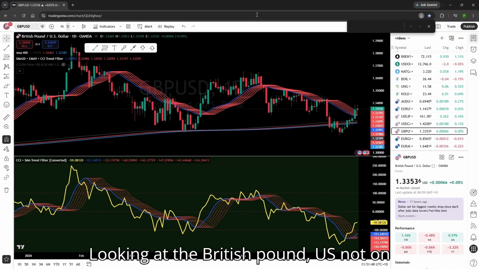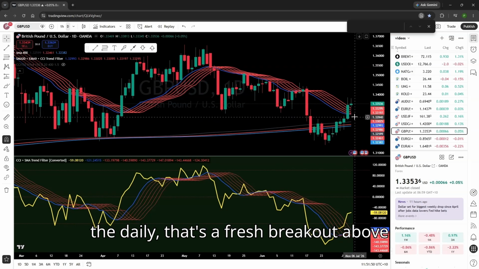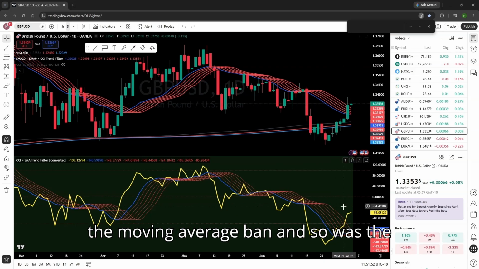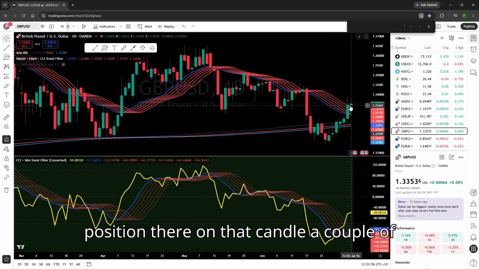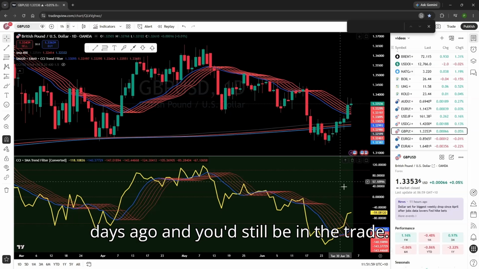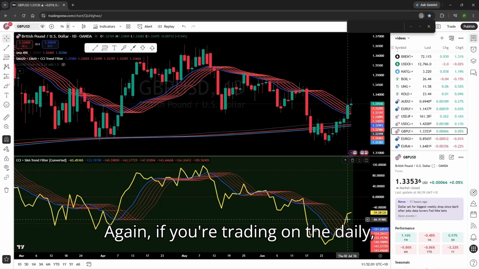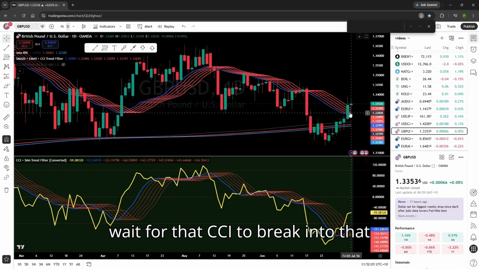Looking at the British pound US, now on the daily, that's a fresh breakout above the moving average band, and so was the CCI. So you would have taken a long position there on that candle a couple of days ago, and you'd still be in the trade. Again, if you're trading on the daily, wait for that CCI to break into that moving average band.